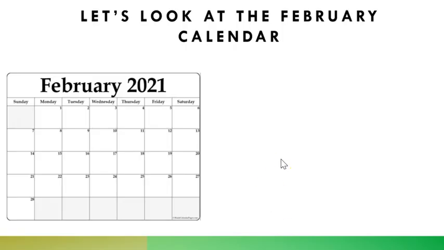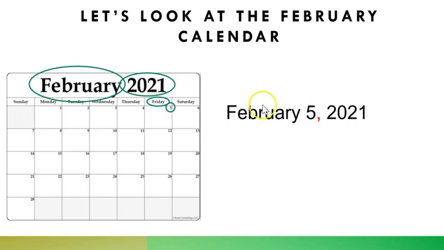Let's look at the February calendar. Today is Friday, February 5th, 2021. That's how we say it. Friday, February 5th, 2021. We can write it like this, February 5th, 2021.